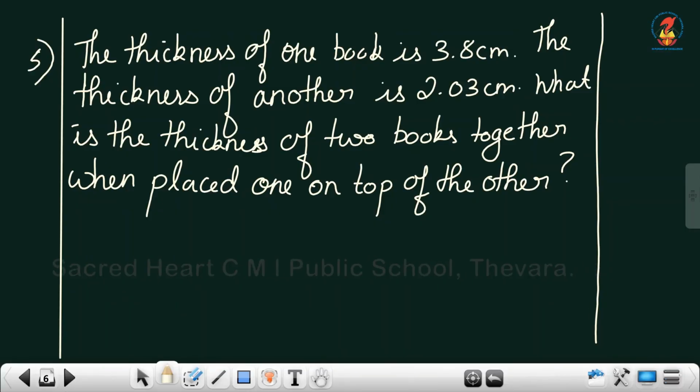Now, last question. The thickness of one book is 3.8 centimeter and the thickness of another book is 2.03 centimeter. What is the thickness of two books together when placed one on top of the other?